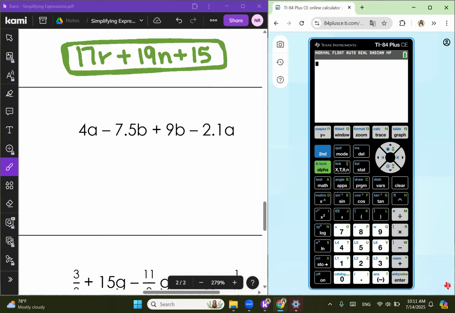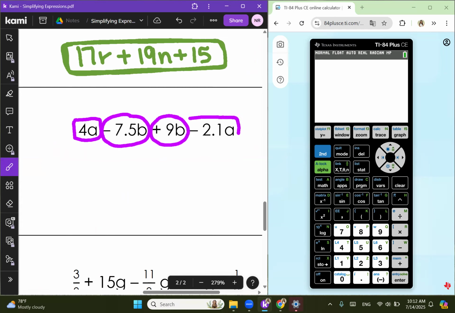All right. Draw a box. Oops, I was about to draw a box on that one. Am I supposed to draw a box on that one? Nope, because it is a different letter. So I'm gonna draw a circle on that one. Circle. Boxes for the A's. So 4a minus 2.1a.